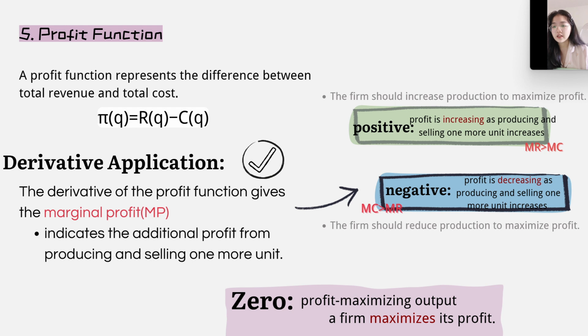If the derivative is negative, it means profit is decreasing as producing and selling one more unit. This happens when marginal cost exceeds marginal revenue, when the firm should reduce production to maximize profit. If the derivative is zero, it means the firm has maximized its profit.